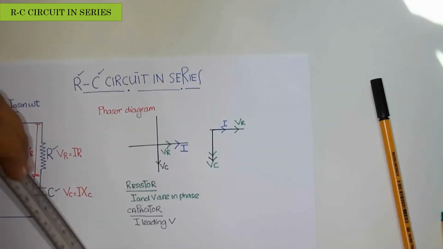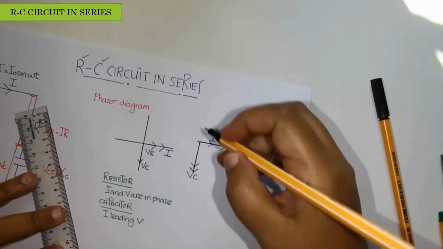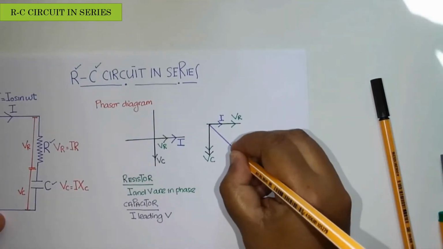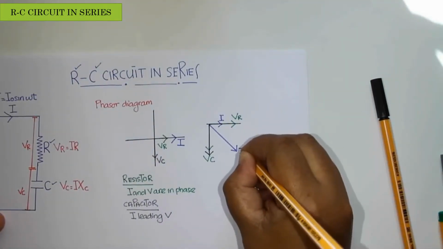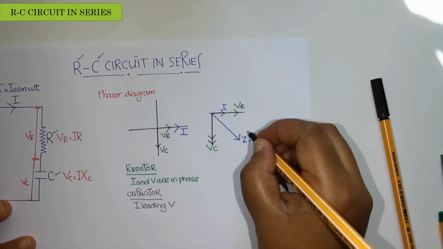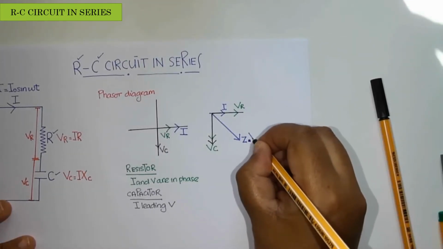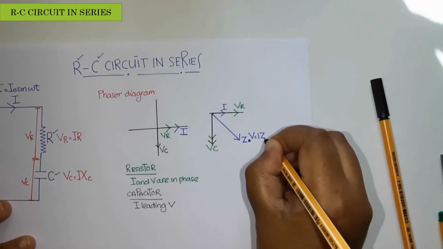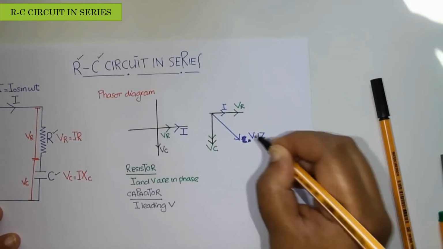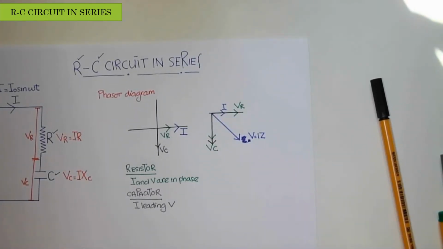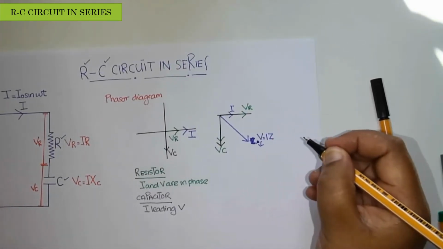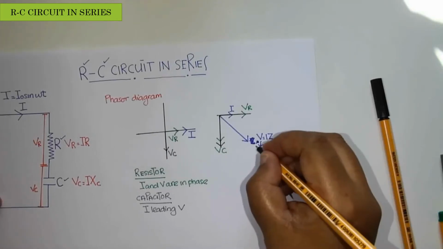So from here, the total impedance will be in this direction, which is Z. The voltage is equal to IZ. Now I'm just going to remove this confusion. V is equal to IZ, where V is the total voltage, which we can say is the applied voltage.